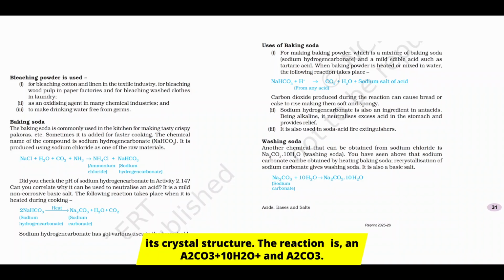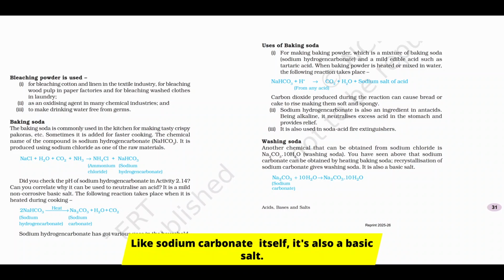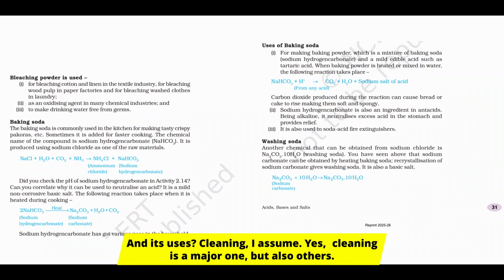It absorbs water molecules into its crystal structure. The reaction is Na2CO3 plus 10H2O gives Na2CO3.10H2O. This crystalline form with 10 water molecules is washing soda. Like sodium carbonate itself, it's also a basic salt. And its uses? Cleaning, I assume.